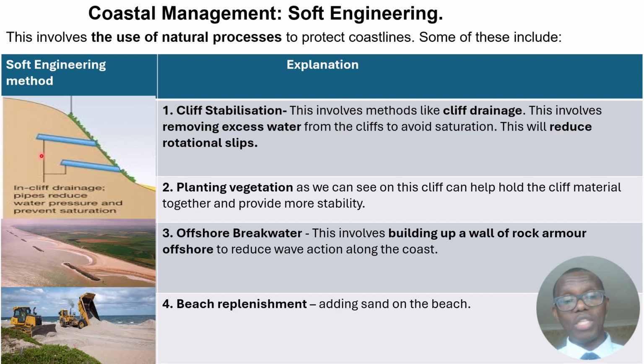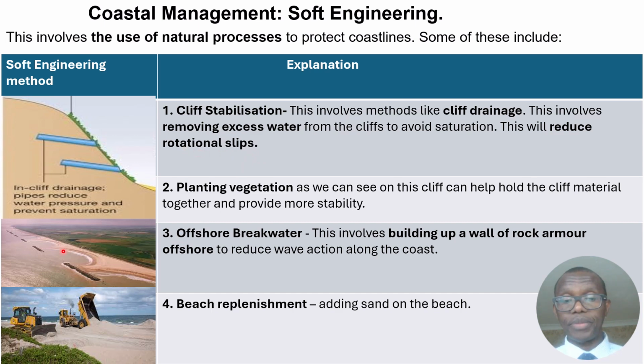So if you look at this particular cliff here, you have drains that have been put in, and these drains are obviously taking out the excess water that is sinking down, or infiltrating this softer, more permeable layer of rock above here. So that will prevent saturation of that particular cliff face, and obviously will prevent those rotational slips.